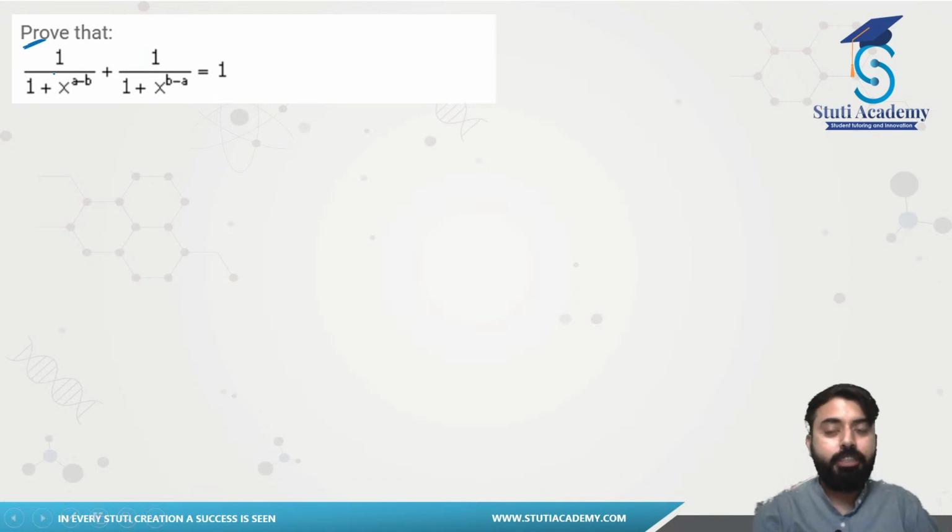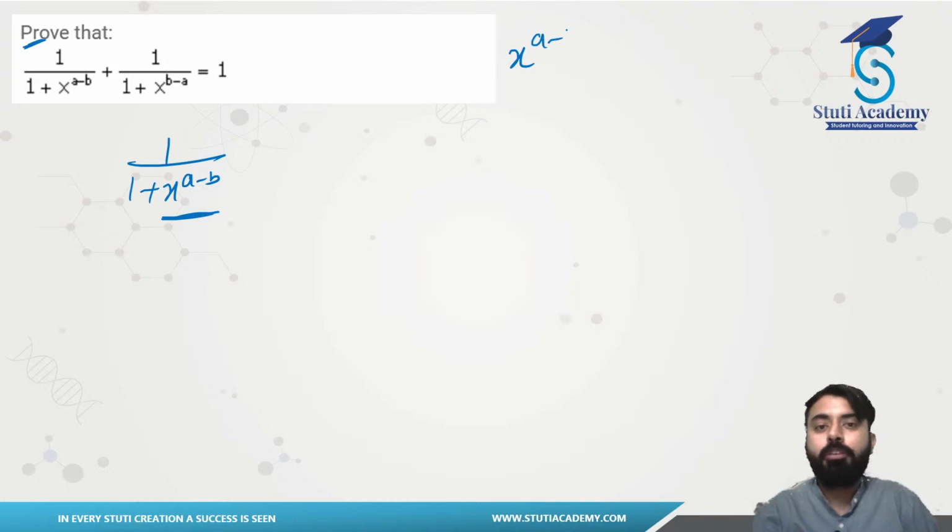This question is very easy. I want you guys to do this also. I will be doing it for you. See, you guys have this one, 1 over 1 plus x^(a−b). Just focus on this a minus b. You see, the bases are the same and the powers are subtracting.